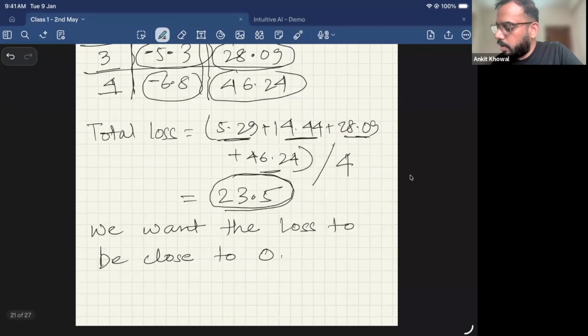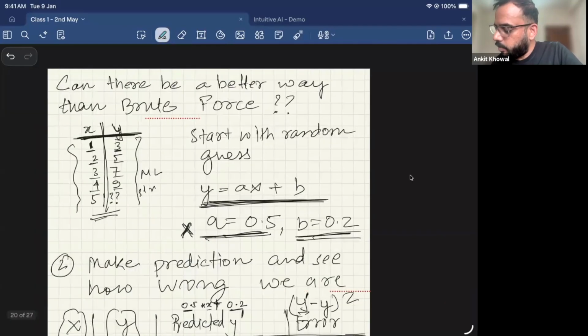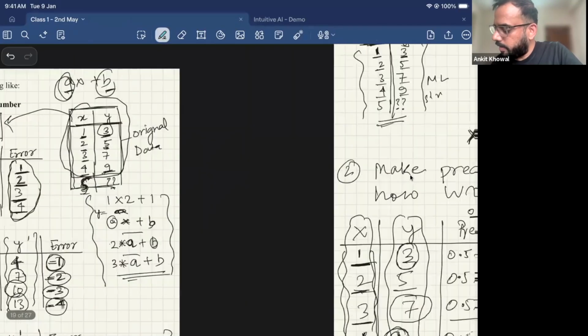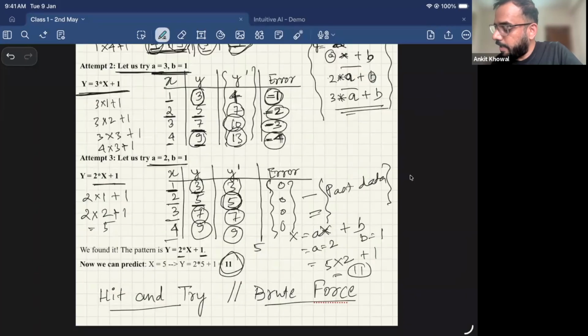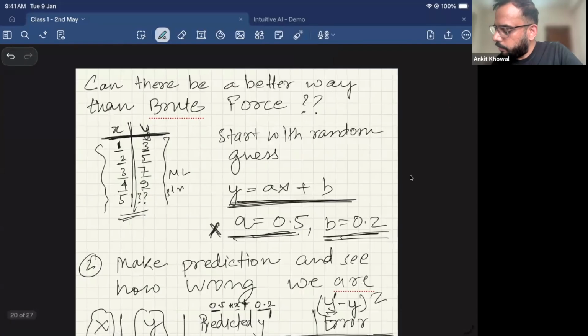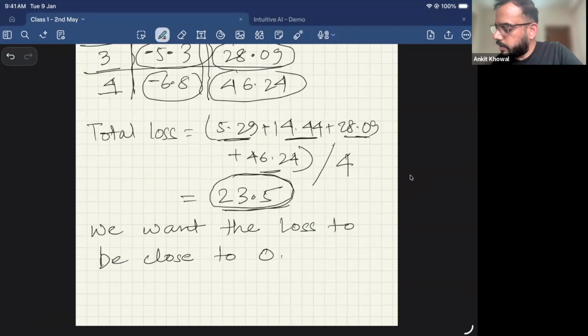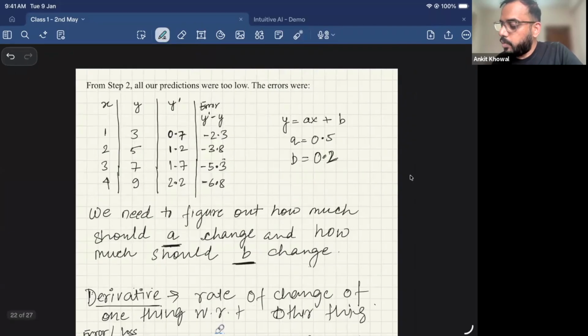The loss should be equal to 0, right? Only then we know that we have come to the right values for A and B. Here, if you see, for A equal to 2 and B equal to the right value, the error was 0 and the loss was then 0. That is why we could conclude, right? So here we see that the loss is 23.5 and we want to get to a point where the loss is 0. So now I have to pick the next value for A and B, but how will I do it, right?